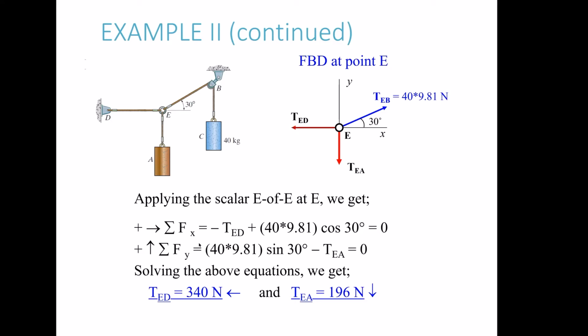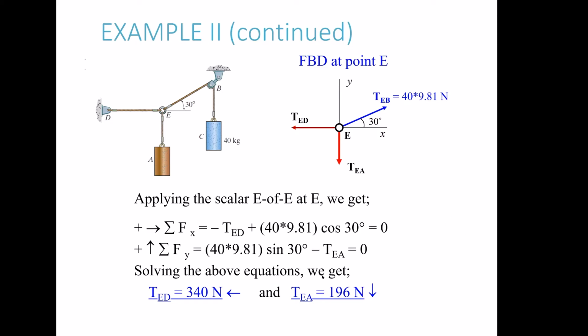This is negative TED, so that just goes off to the left, and then the 40 times 9.81 times the cosine of 30 degrees. Here's the tension in this cable, and this gives you the x component of it. And this is the same thing. Here's the y component of this cable, and minus TEA, which is going straight down. That's due to this weight, which we don't know what that is.